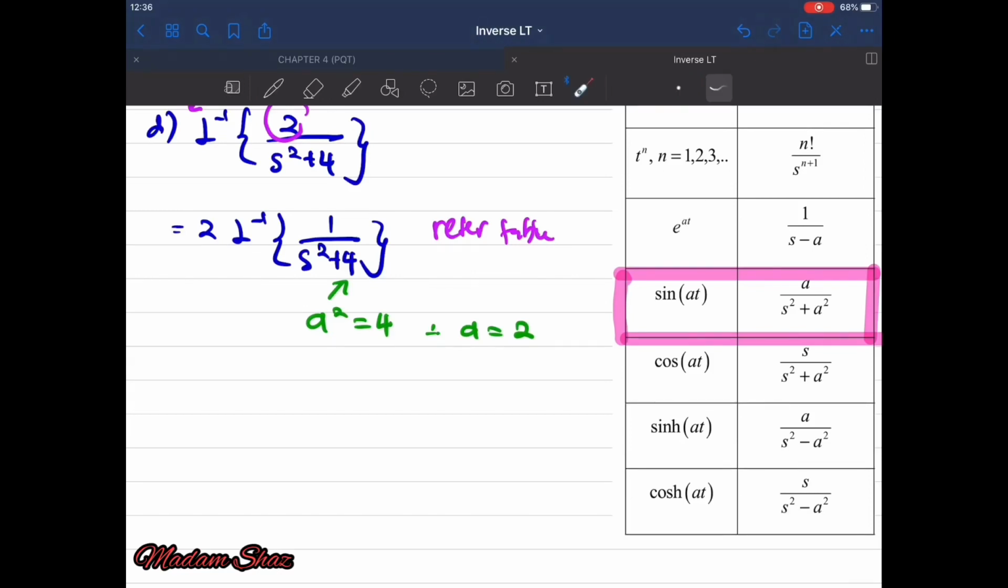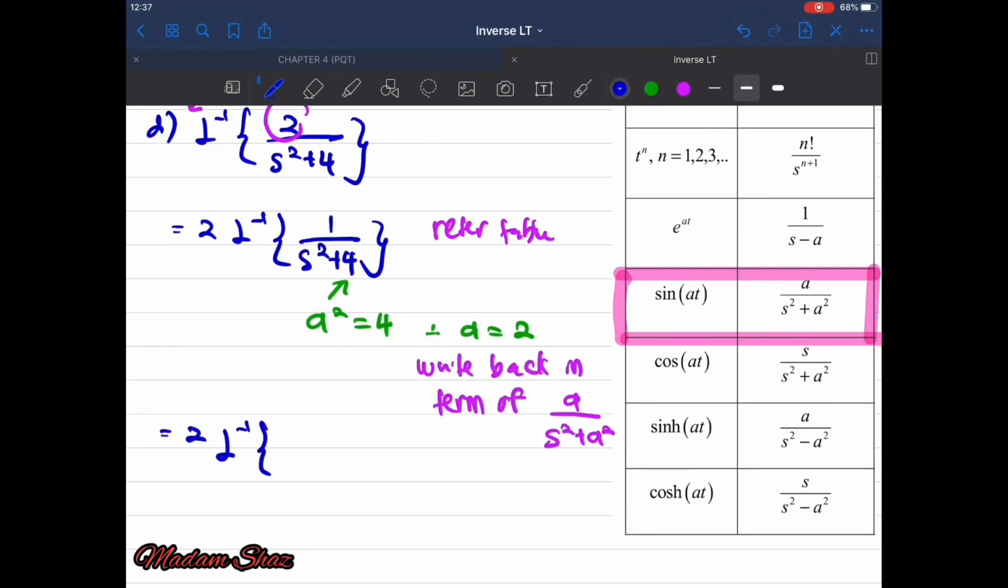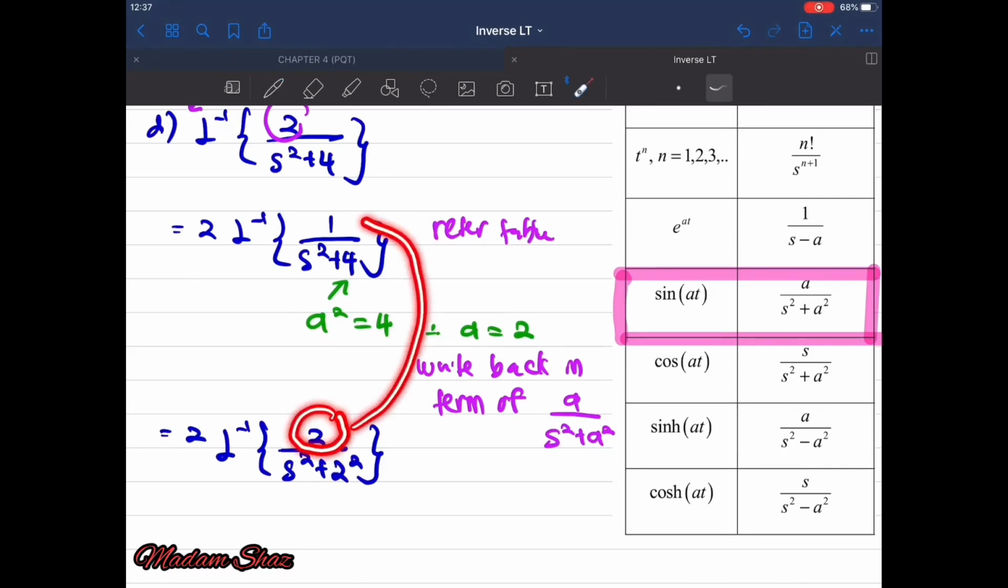So now you have to write back in this term, a over s square plus a square. 2 Laplace inverse, a is equal to 2. So a here will become 2, 2 over s square plus 2 square. So now when you compare back with the previous one, it's not the same thing. The previous one is a number of 1, but now you have multiplied by 2.